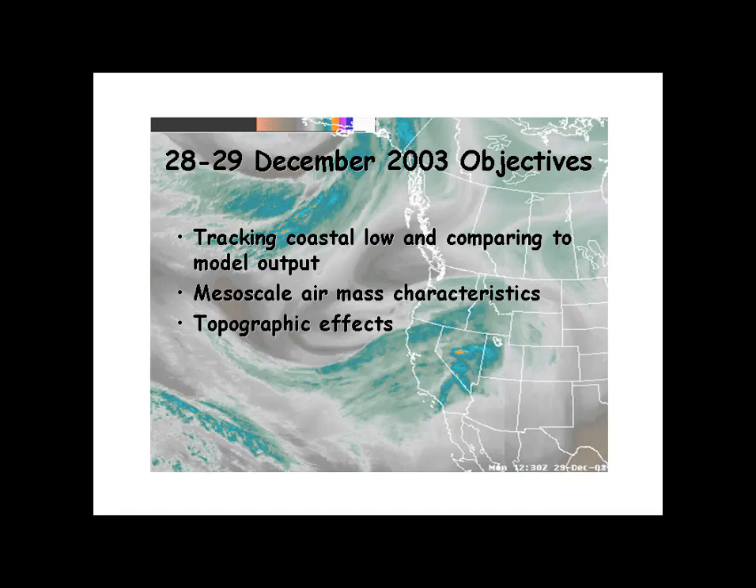The objectives in this case are going to be for tracking coastal lows and comparing them to the model output. We're going to be looking for mesoscale air mass characteristics. We're going to be focusing a little bit on the topographic effects and seeing how geography plays a role in precipitation production. And we're also going to be looking for multiple cloud decks and different techniques used to see these multiple cloud decks.